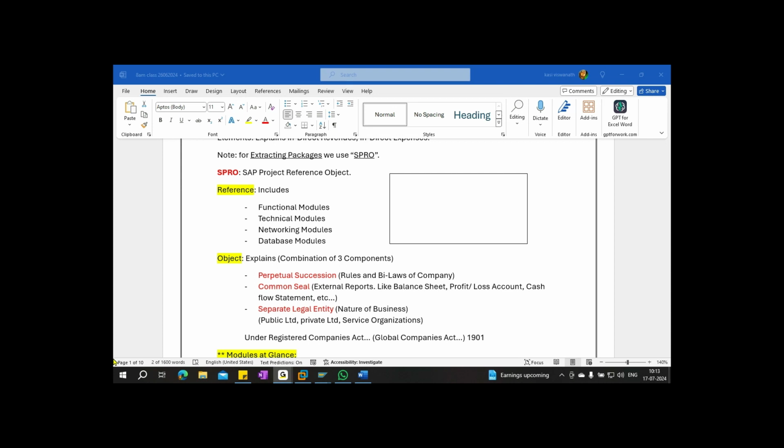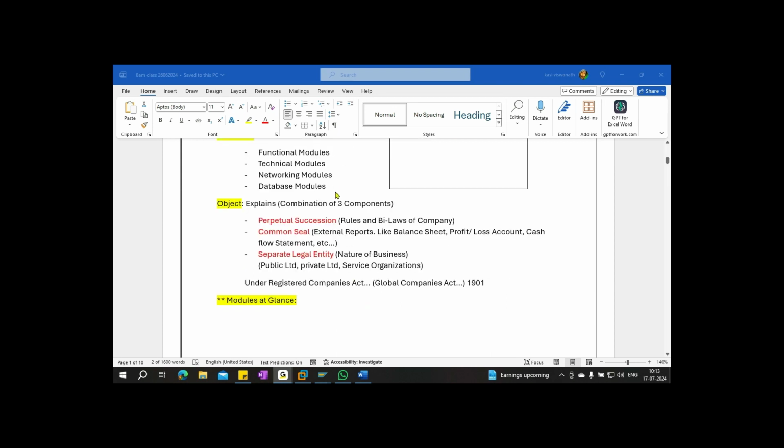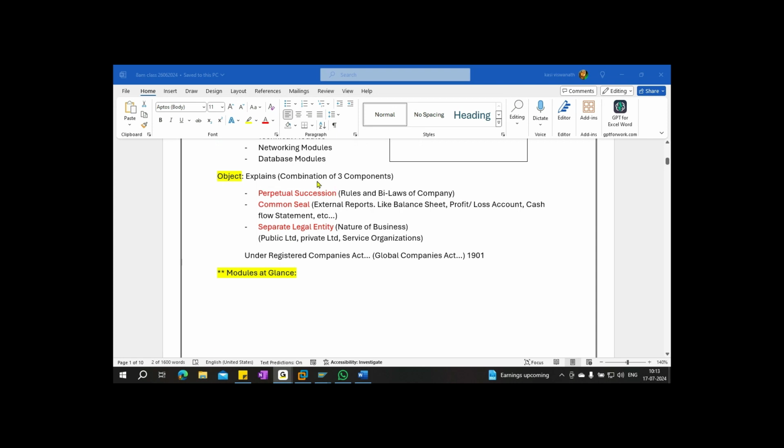Objects explains combination of three components. Put star mark object. This is interview question. Object is an interview question. What's that? Combination of three components. In that, the first one, perpetual succession.